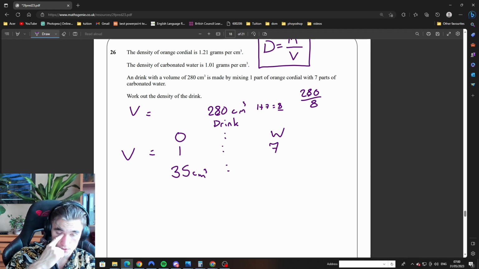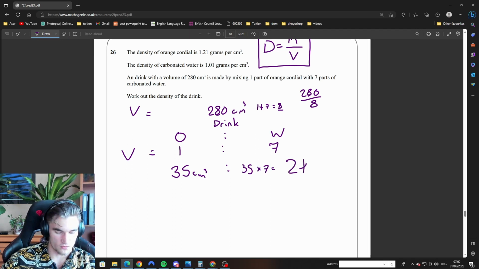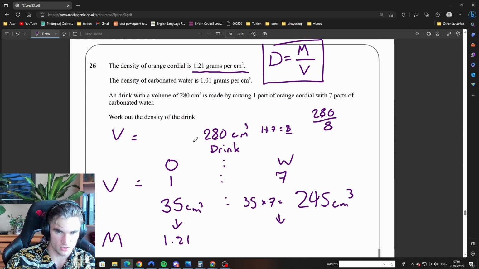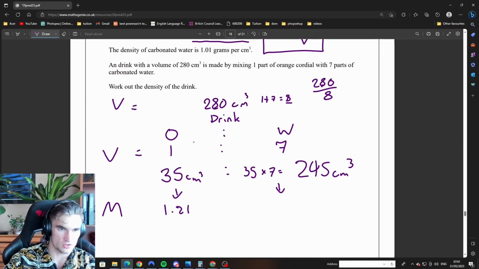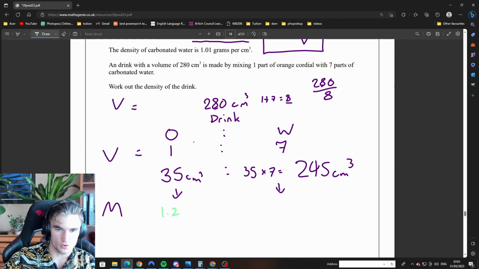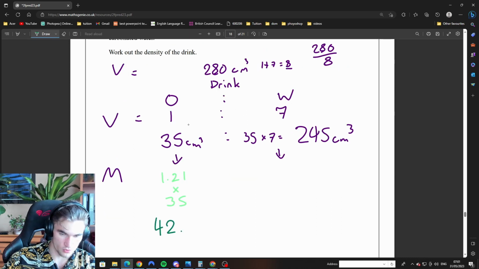Okay, what about the water? So the water is going to be 35 times by 7, 245 centimeters. Do you see that? They told me at the beginning, they said 1.21 grams per centimeter cubed. But the thing is, I have 35 centimeter cubes. So I'm gonna have to do 1.21 times by 35. 42.35. Now that's the mass, so that's grams.